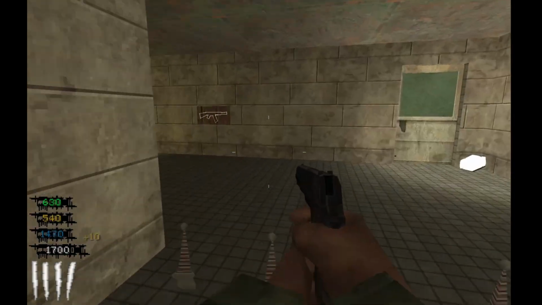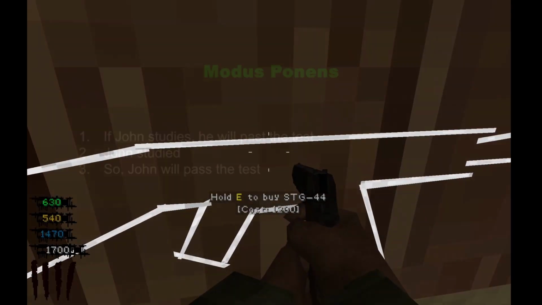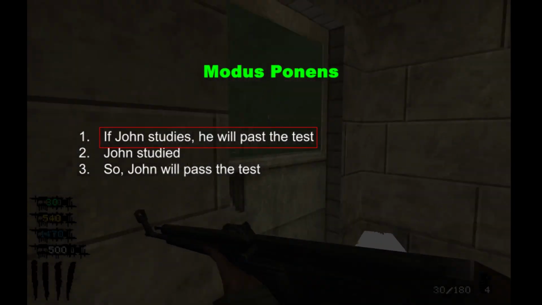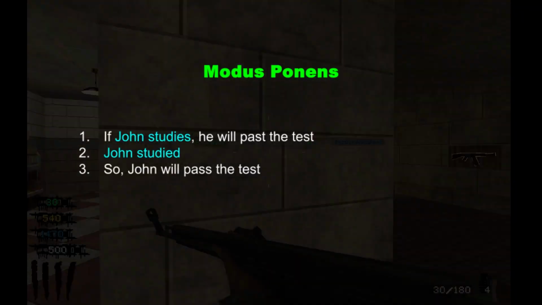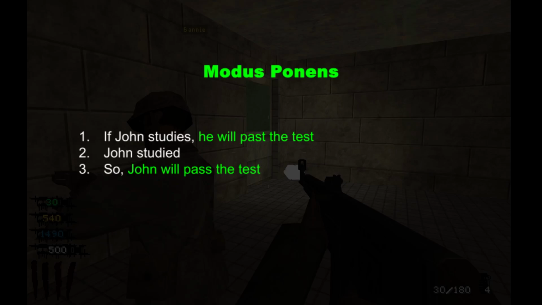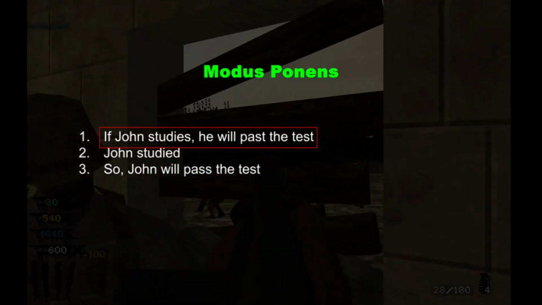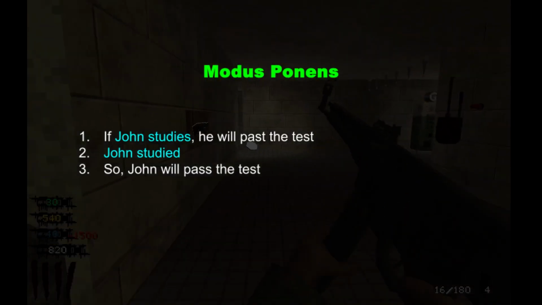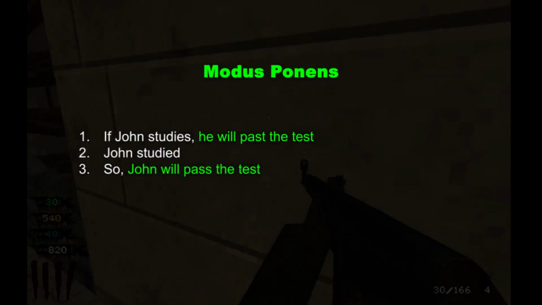Now, this argument is what is called a modus ponens argument. First you have the conditional, that if John studies, he will pass the test. Two, John studies, that's the antecedent of the conditional. And then from there, you can derive the consequent. So right here, what I've highlighted is the conditional. What I've highlighted here now is the antecedent, and this is the consequent.